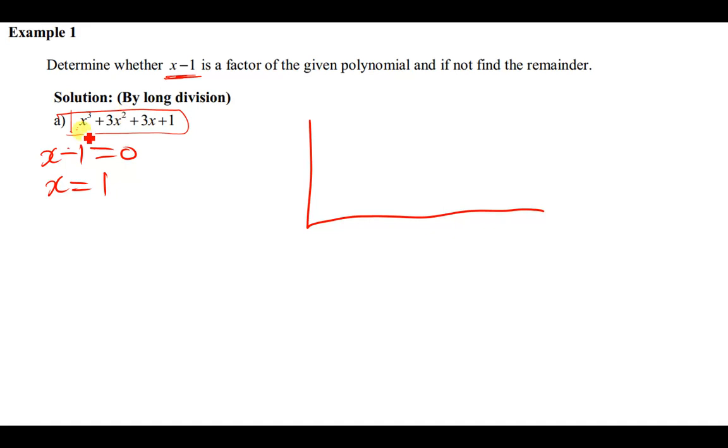The first coefficient that we have is 1, the coefficient of x to the power 3. The coefficient of x to the power 2 is 3. The coefficient of x is another 3. Then we also have the constant 1, so we also have to include it there. Then we put this 1 there. The first thing, we bring down this 1. So 1 plus 0, the answer is 1.